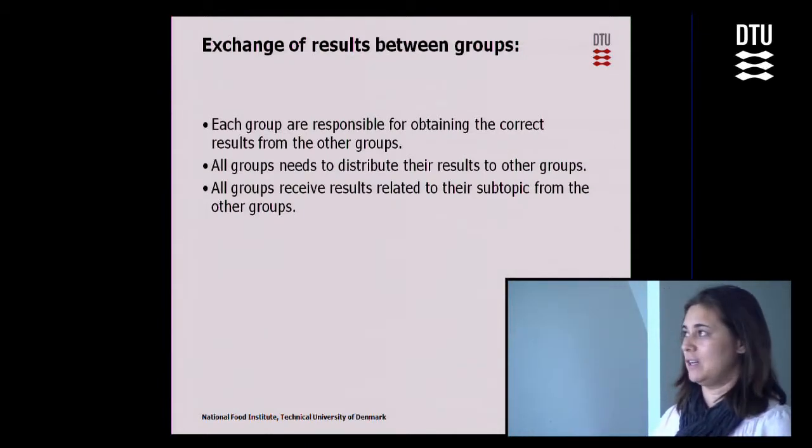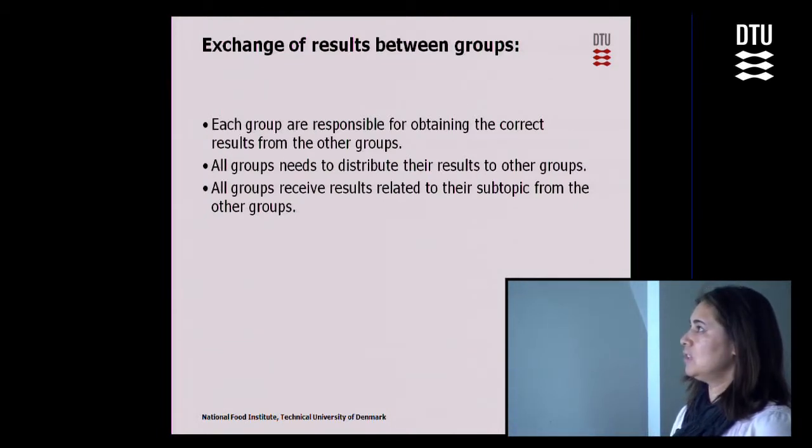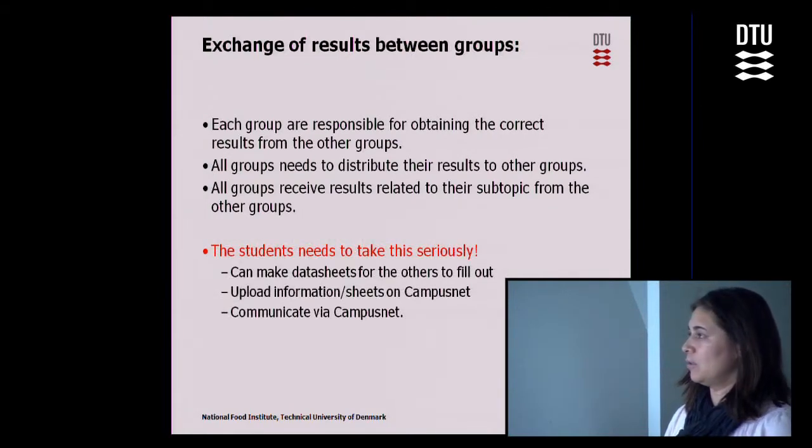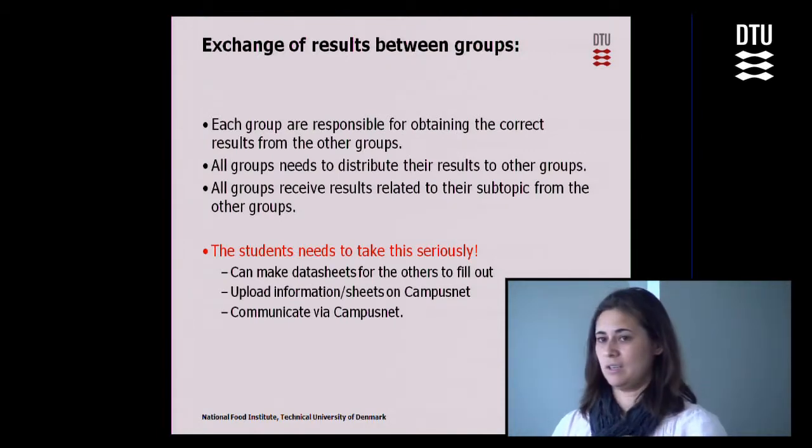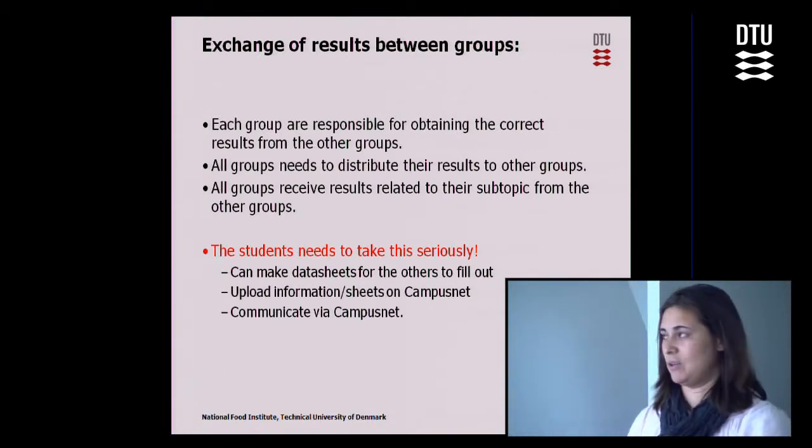Then it's very important that they exchange the results between the groups. It's very frustrating if they're not able to deliver results that other people can understand. So each group is responsible for obtaining the correct results for the other groups, and we do a lot to tell them that. All groups need to distribute their results to other groups, and all groups receive results. So they need to take this seriously. They can help themselves by making data sheets that they give to the entire class, so they are sure that they will get the right results for their presentation.